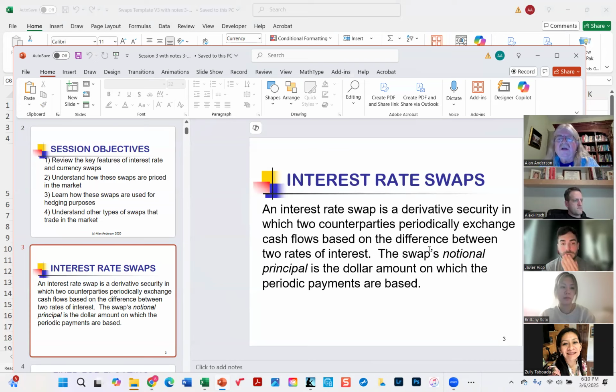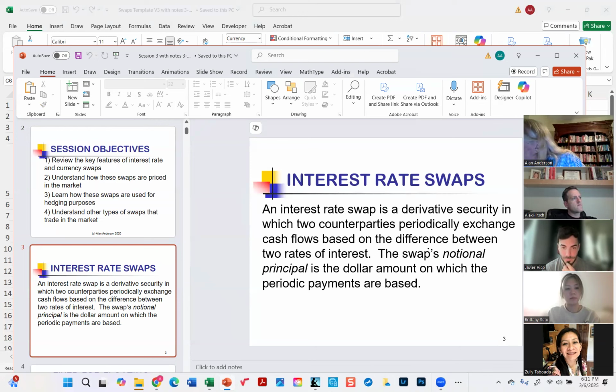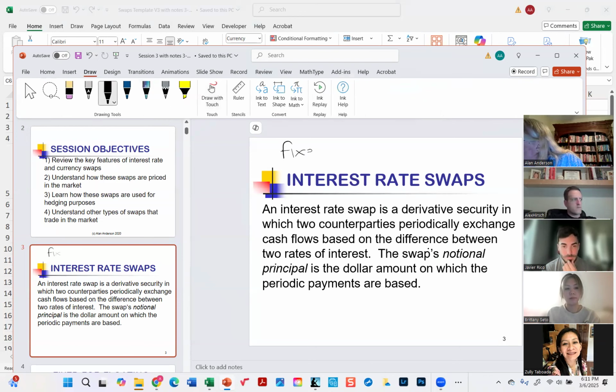So first things first, what is an interest rate swap? It's a derivative security, of course, where two counterparties agree to periodically exchange cash flows based on the difference between two rates of interest. Usually one rate is fixed, which means it never changes, of course. And then the other rate would be what we call a floating rate, which means it is readjusted or reset periodically, kind of like the interest rate on an adjustable rate mortgage.